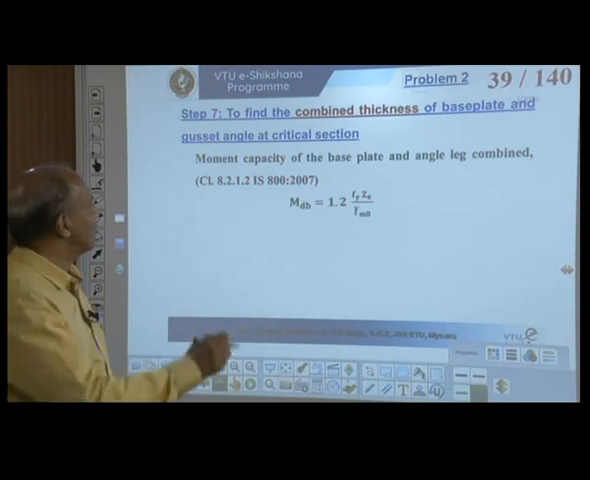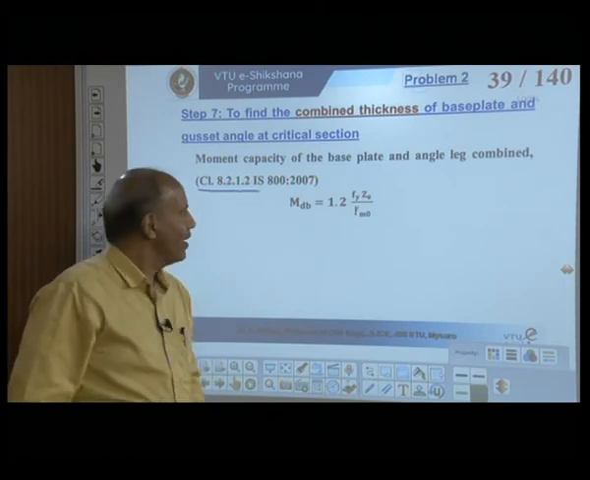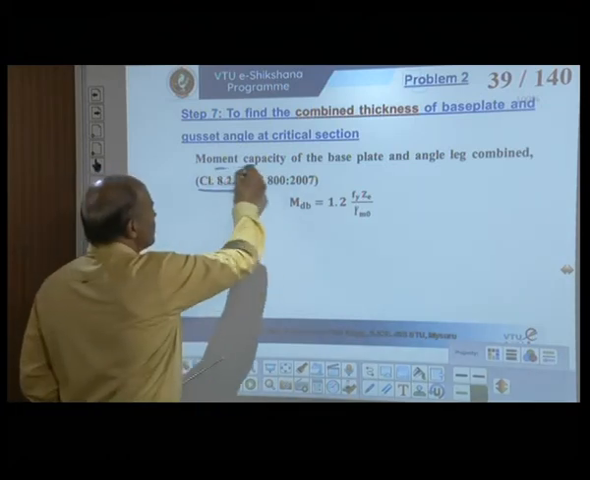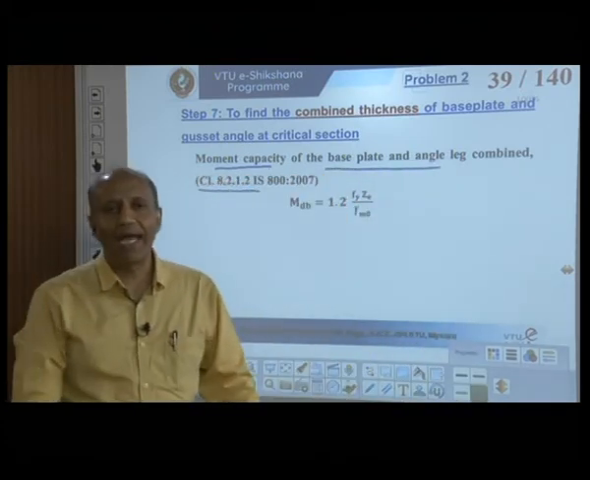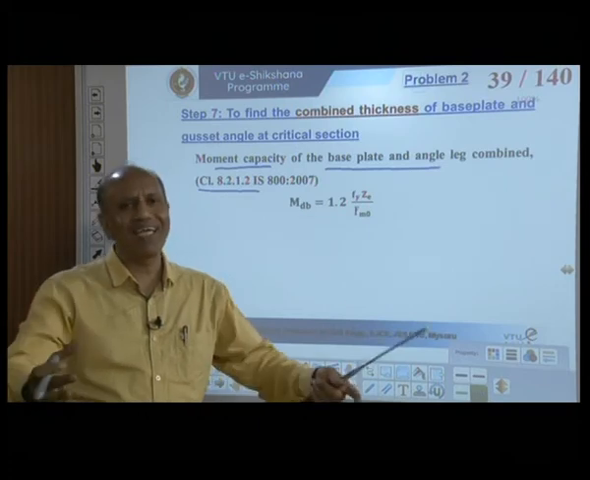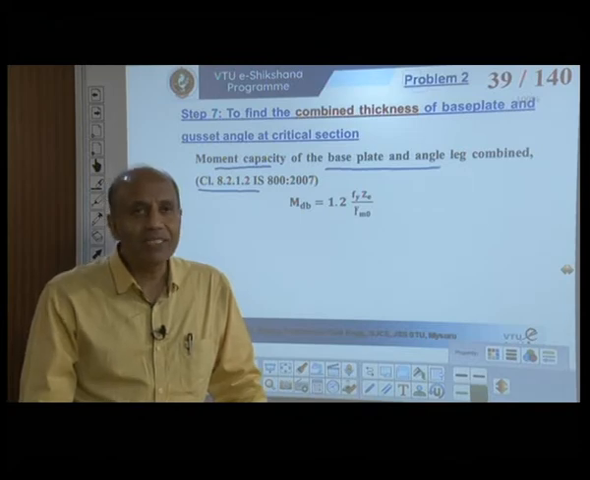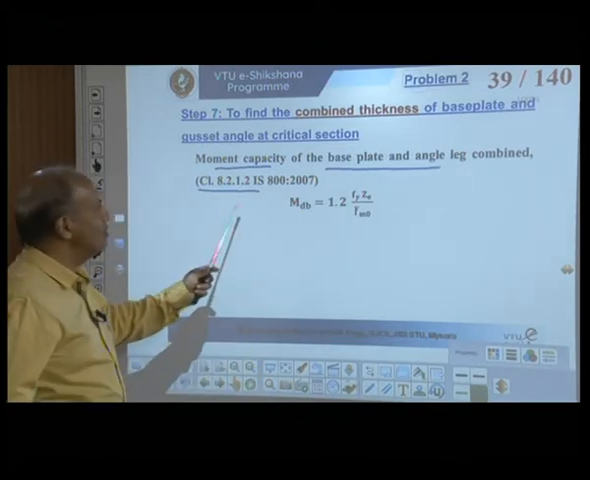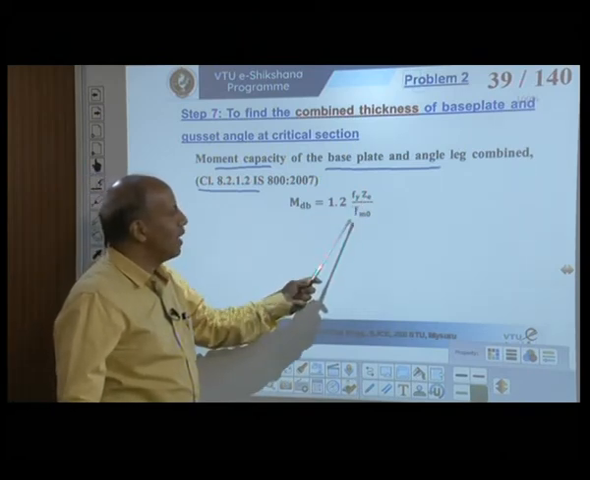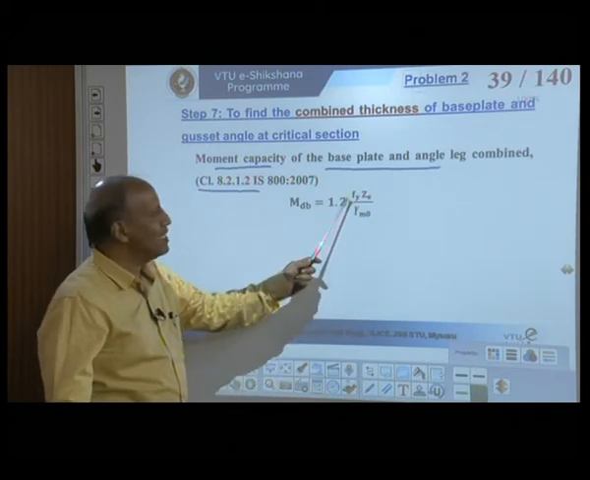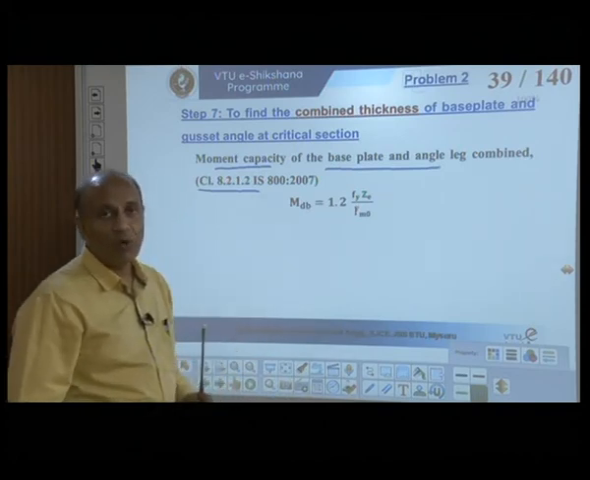Now, we look at clause 8.2.1.2 of IS 800:2007. It gives you the moment capacity of the combined thickness of the base plate and angle leg. For any thickness of steel plate, this clause gives you the moment carrying capacity, and it says that the design bending moment is equal to 1.2 times Fy Ze by gamma m0. Fy is the yield strength, Ze is the elastic section modulus, and gamma m0 is the partial safety factor, that is 1.10.